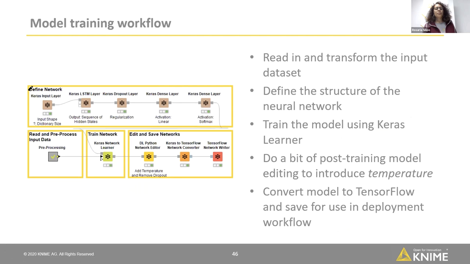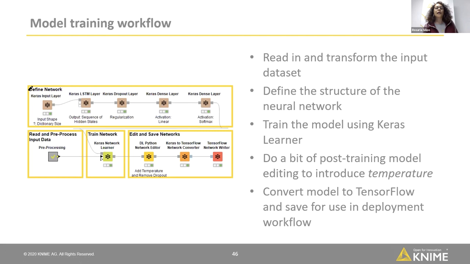So this is the training workflow that Kathrin put together. Here you can see that we clean the data, we read the data, we transform the input of the data set. You remember we needed this one hot encoding, so we do it in this meta node here. All the transformations are hidden inside this meta node. Then here we build our network, the one that we have seen before. We train the model using this Keras network learner, and then at the end we do a bit of post-processing editing to introduce the temperature coefficient that Kathrin was talking about. And then finally we save the model in TensorFlow format because we want to use it in deployment, and if you use it in TensorFlow format, it's a bit faster.